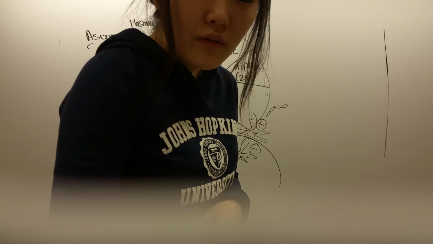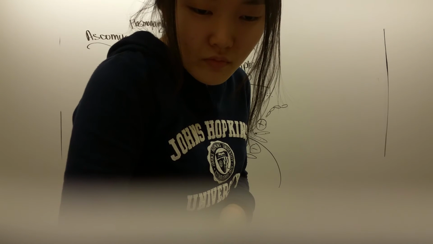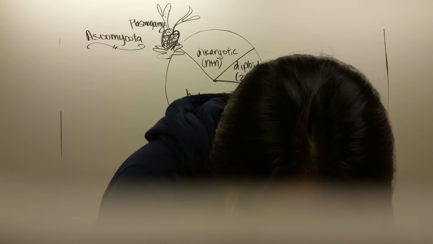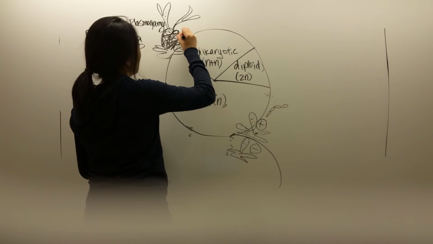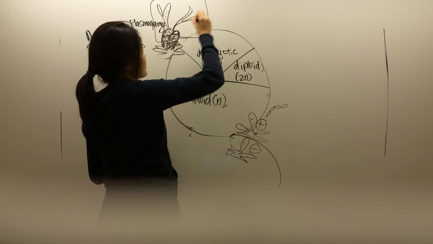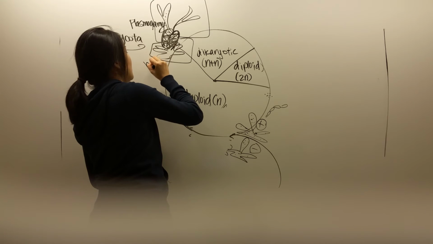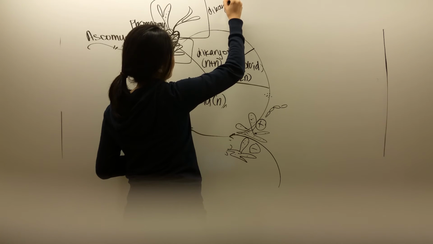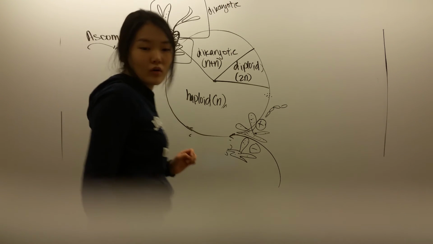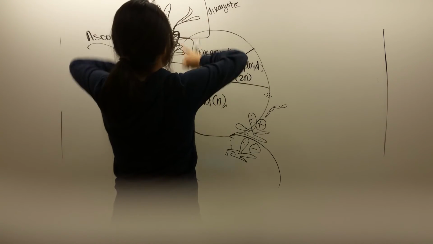Up here, all of this is a fruiting structure. Down here, all this stuff is still going to be haploid. This is going to be diploid. I mean, dikaryotic. After a while, this just keeps spreading down here.